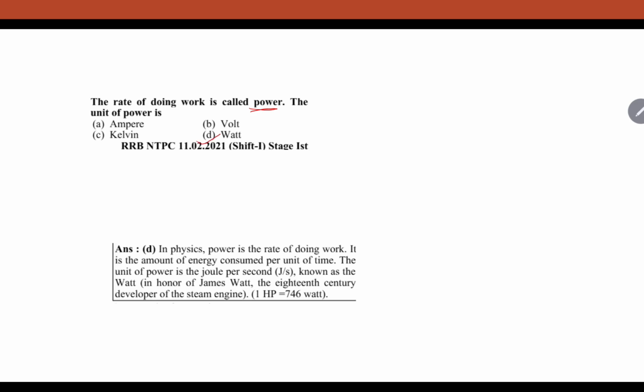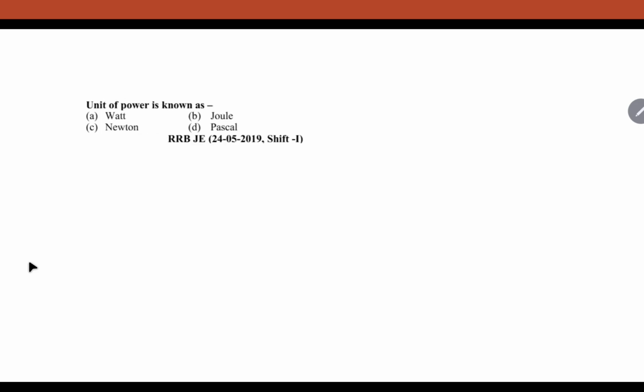In physics, power is the rate of doing work. It is the amount of energy consumed per unit time. Here is the important one. In terms of energy, power can be described as energy consumed per unit of time. The unit of power is joule per second, J/s, known as the watt, in honor of James Watt, the 18th century developer of the steam engine. 1 HP is equal to 746 watts. 1 HP means horsepower. 1 horsepower is equal to 746 watts.